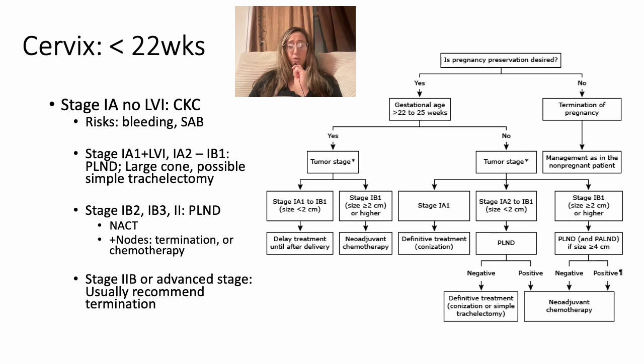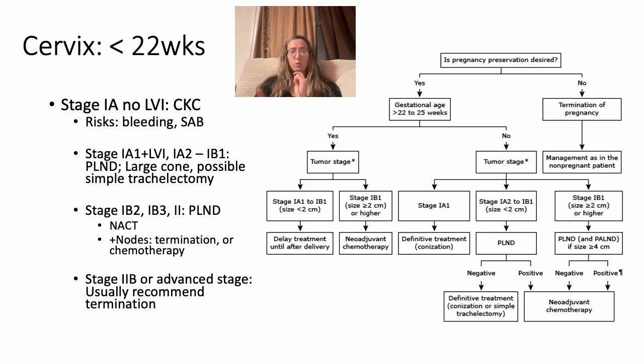Okay, so starting with cervical cancer less than 22 weeks, stage 1A with no LVSI is just like non-pregnant patients, cold knife cone. You will obviously talk to the patient about the risk of bleeding, a risk of spontaneous abortion. And then stage 1A1 with LVSI, 1A2 through 1B1. These patients, a staging lymphadenectomy should be performed as a first step, and this can be done up to 22 weeks gestational age. And then you can either do a larger cone or a simple trachelectomy.